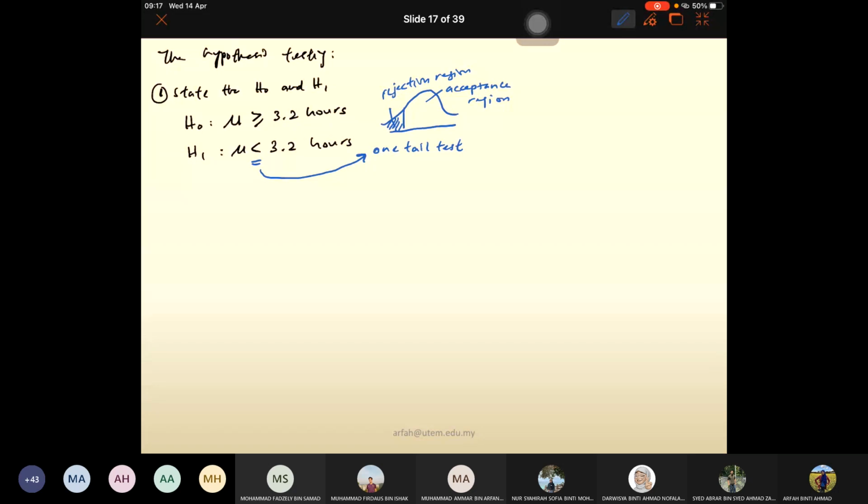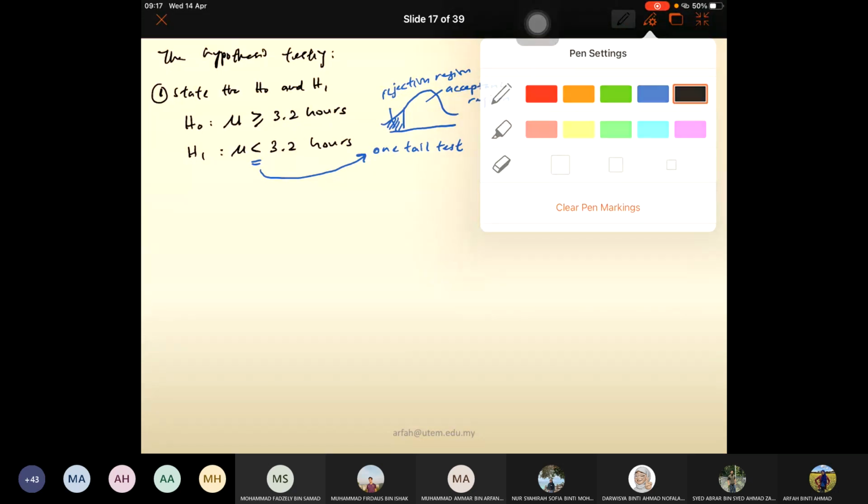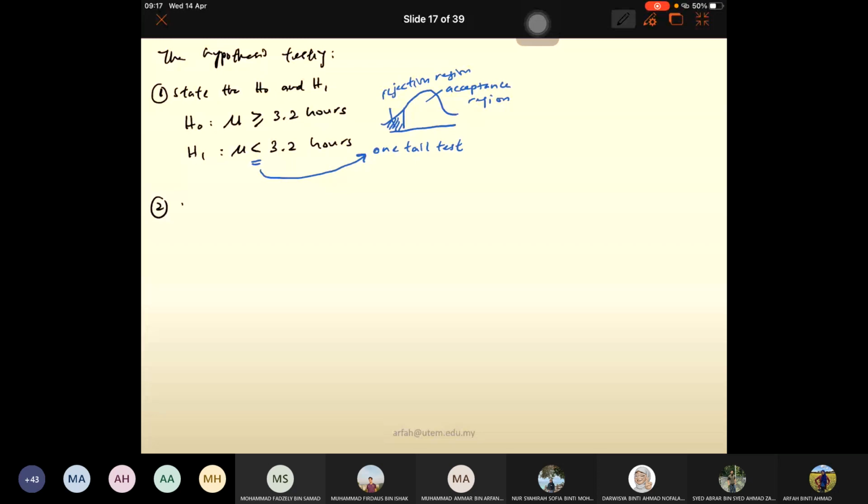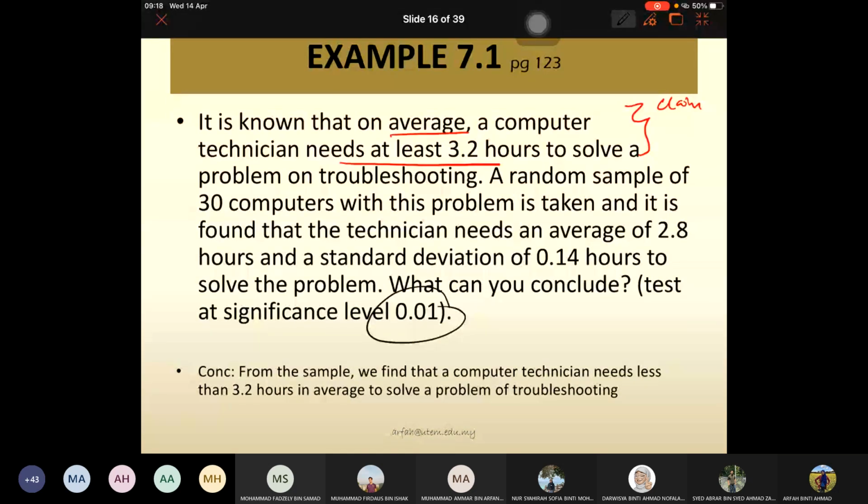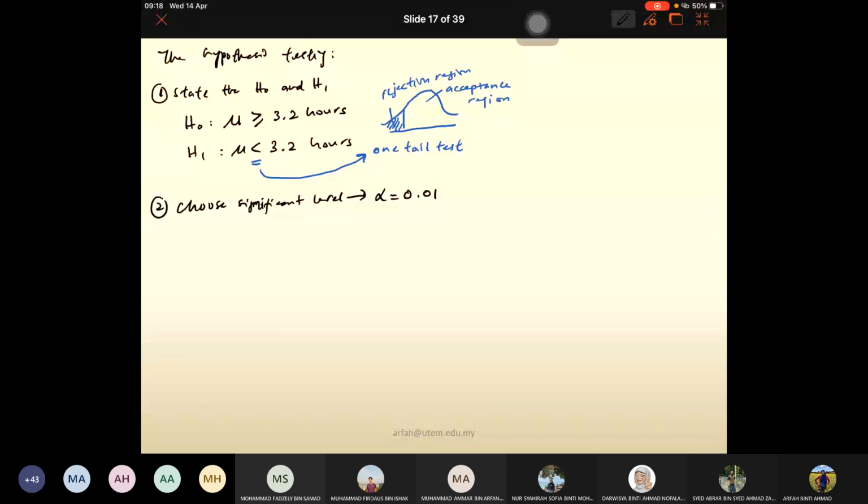Okay. So step kedua, choose significant level. So soalan bagi alpha sama dengan 0.01. Okay, given dekat dalam question. This one. Alpha equal to 0.01. Okay. So yang ketiga, choose test statistic.